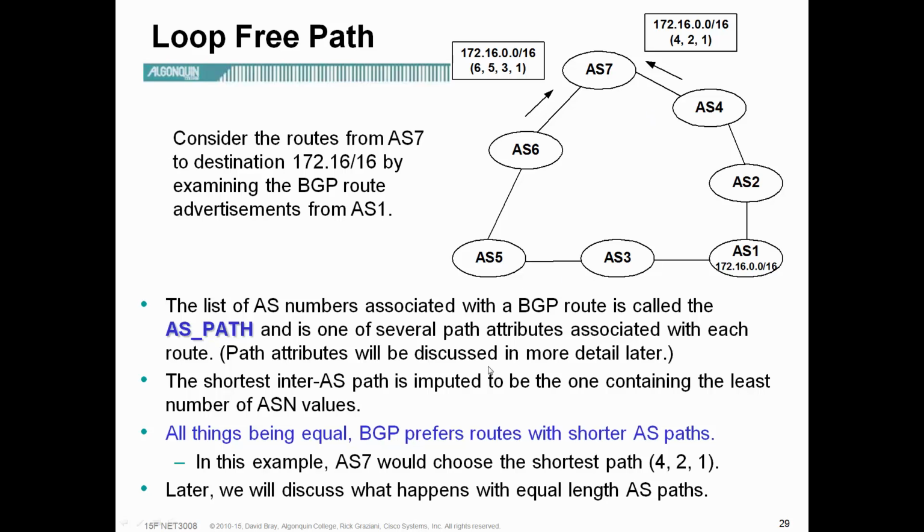Okay, so the shortest inter-AS path is imputed to be the one that contains the least number of AS numbers in it. And all things being equal, BGP will prefer the routes with the shorter AS paths. Again, later we'll look in detail at what the algorithm is that helps BGP determine which path to use first. So given that in this example, AS7 would choose the shorter path to the right down through AS4, AS2 to AS1 to the destination. And yes, later we'll talk about what happens if we do have equal length AS paths.